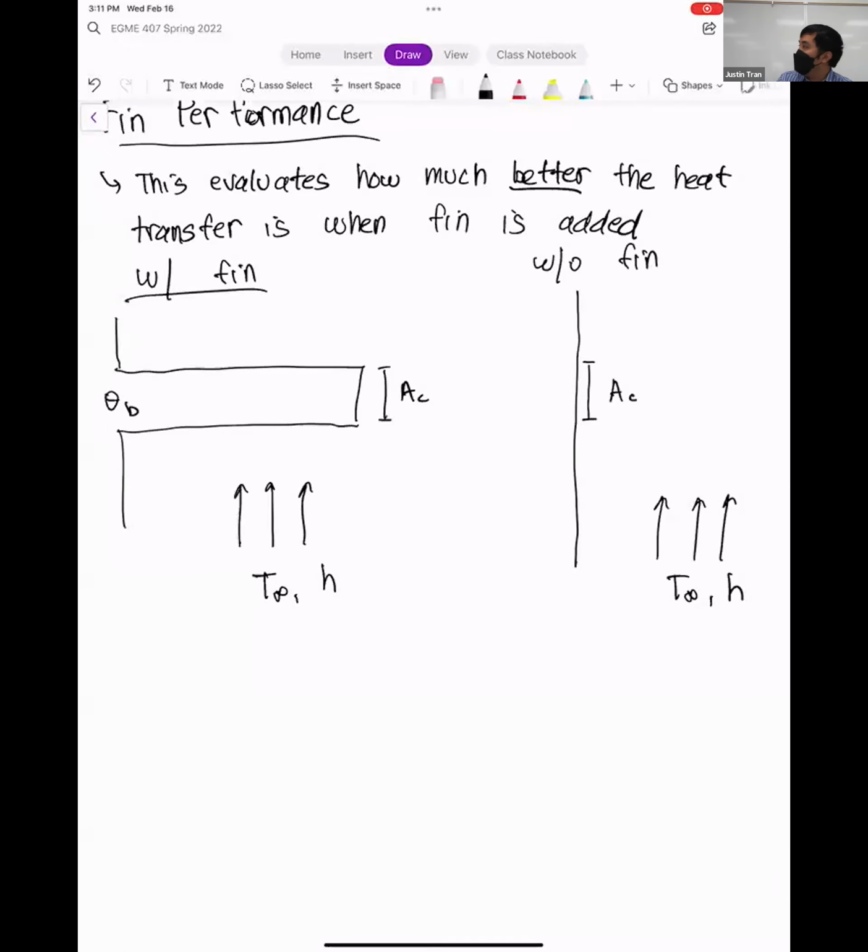And so one way that we can evaluate fin performance is to simply take the ratio of the heat transfer in the left situation and the heat transfer in the right.